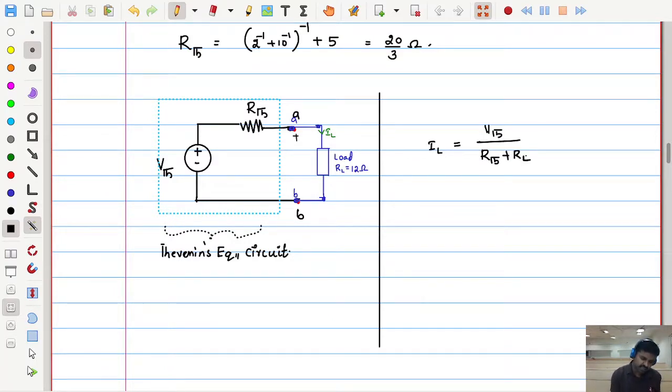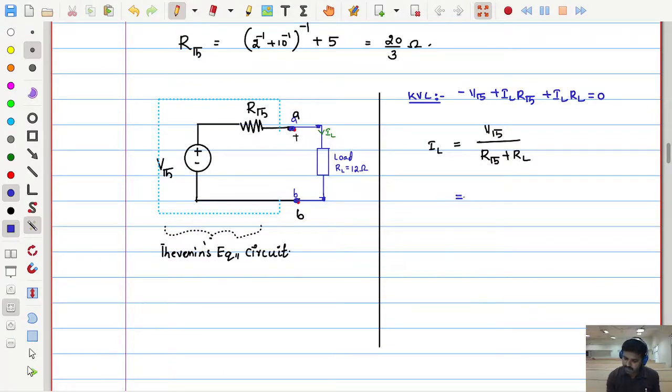You can write even KVL also if somebody is interested. Just let me remove this portion. So you can write KVL as minus VTH plus IL into RTH plus IL into RL is equal to 0. Ultimately, it leads to the same expression. If you find IL here, you will get VTH by RTH plus RL.